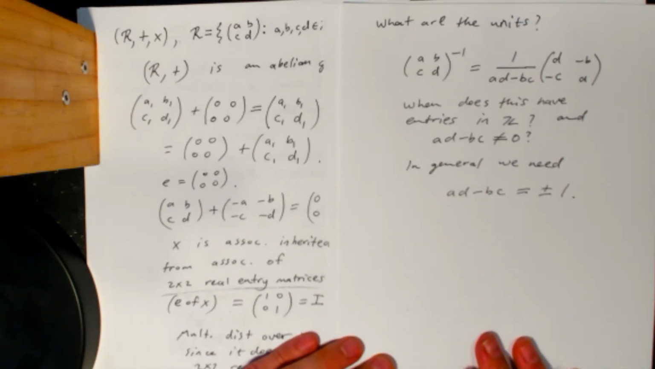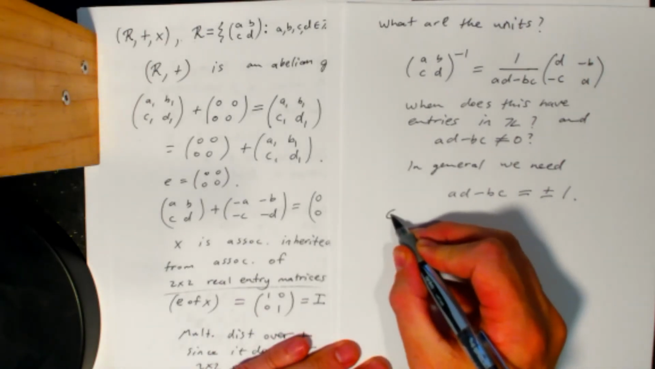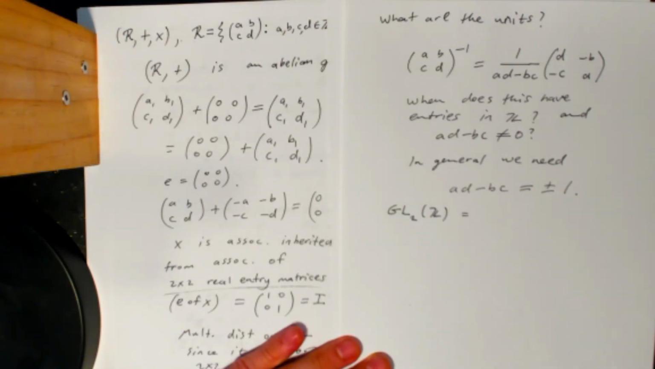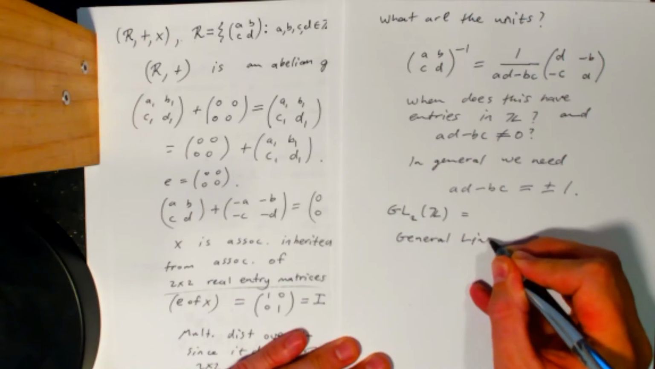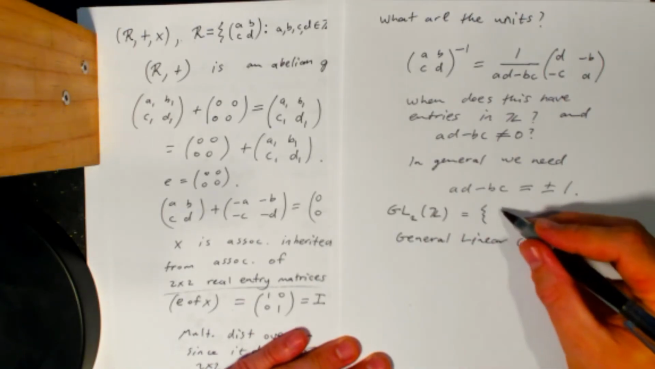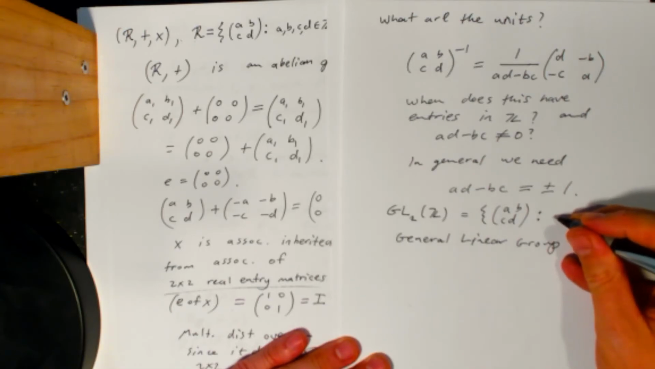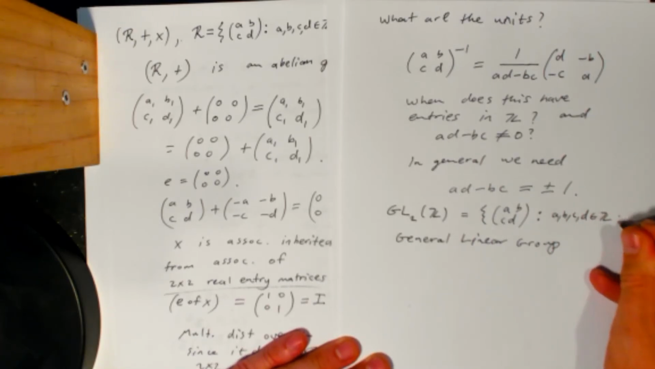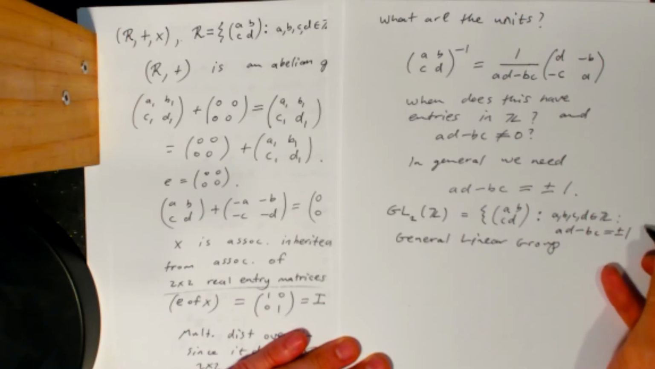Okay, now there's a special name for the set of all matrices that satisfy this. It's called GL subscript 2 Z, right? Or general linear group. And this is the set of all A, B, C, D such that A, B, C, and D are integers satisfying AD minus BC is equal to plus or minus 1.